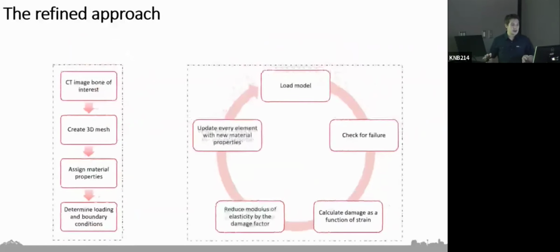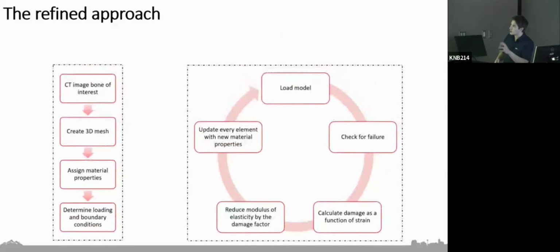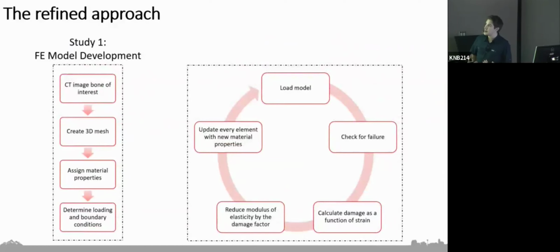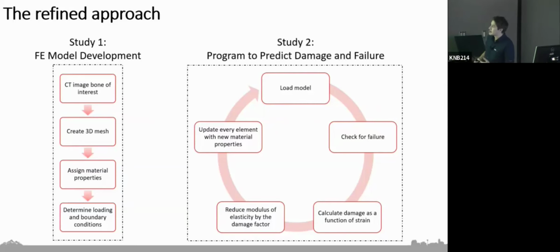So we separate these into two different studies, so each one of these components. And on the left, this is our first study where we're really looking just at that FE model development. So this is everything going from the CT scan all the way to determining these loading and boundary conditions. And we're finally left with the FE models that we'll be using in our second study. And the goal of our second study is to actually develop this program, so implement it programmatically to be able to predict the damage and eventually the fatigue failure of bone.